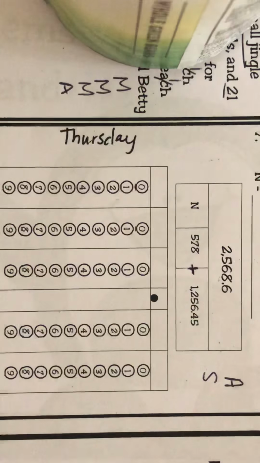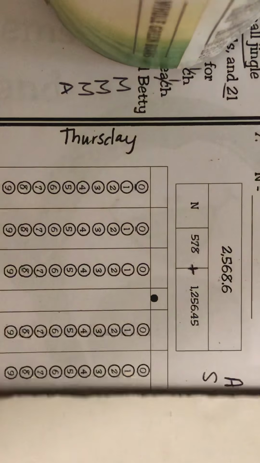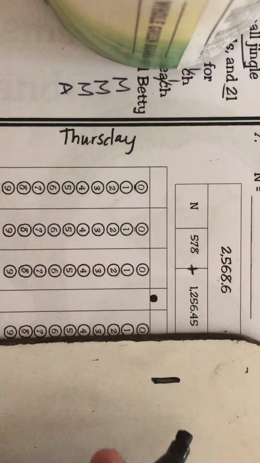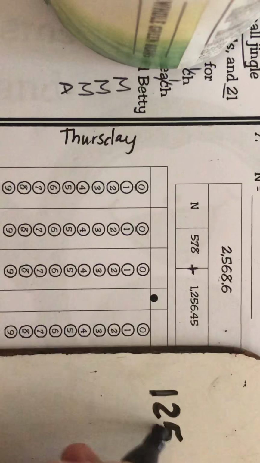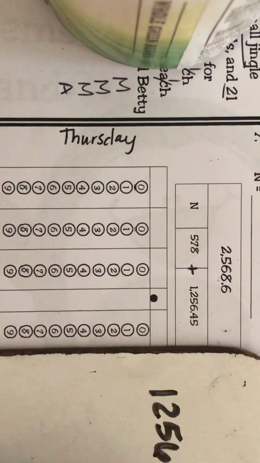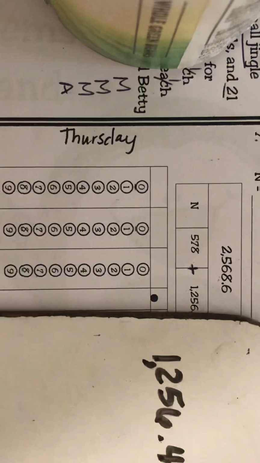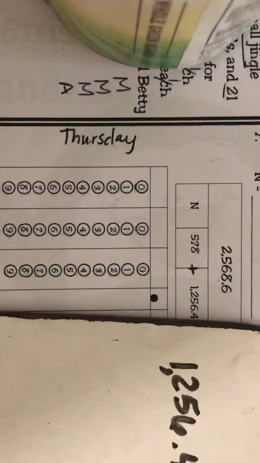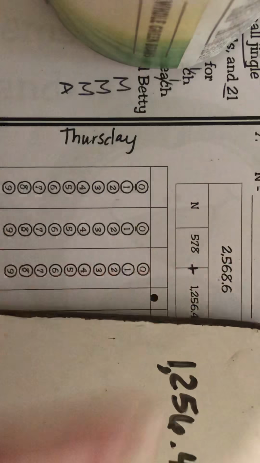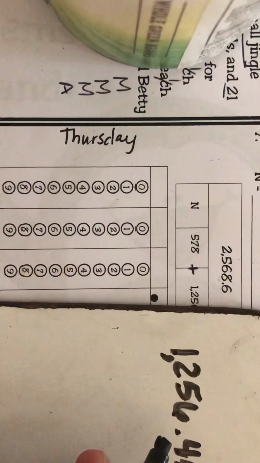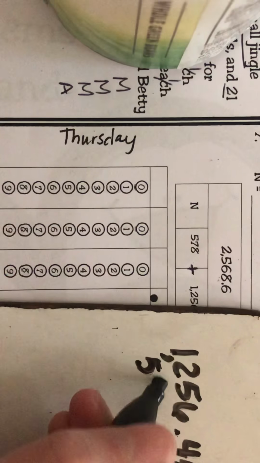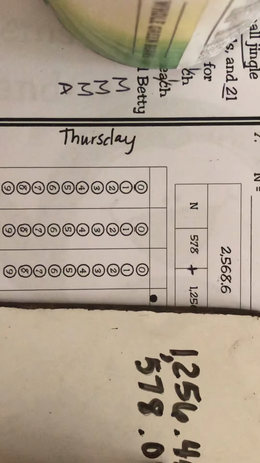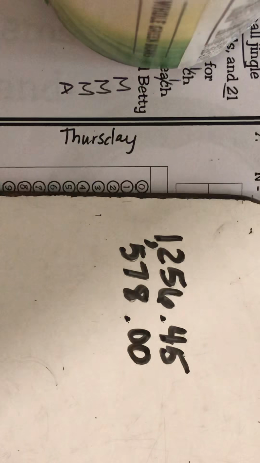Okay, so let's set up our problem. We've got 1,000. We're going to put our big number on top because that's just easier to remember. And then we have to make sure that we line up our decimals. This second number doesn't have any decimals, so we have to make sure that we line them up. We have to put the 5 in the hundreds place, the 7 in the tens place, and the 8 in the ones place, and we can add 2 zeros if we need to.